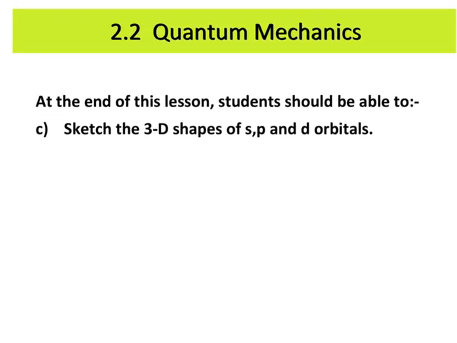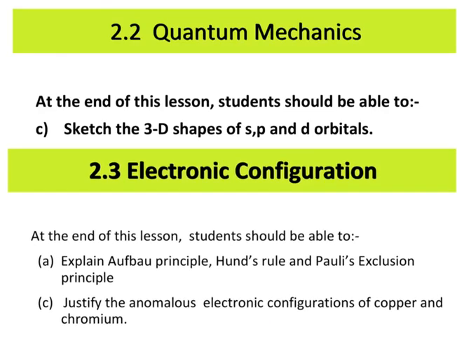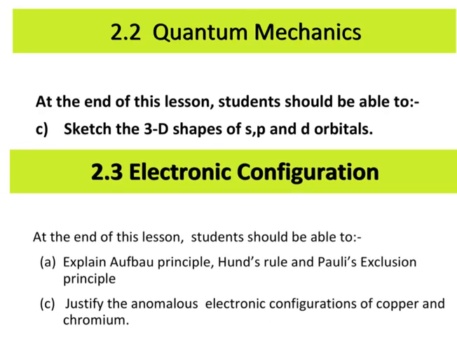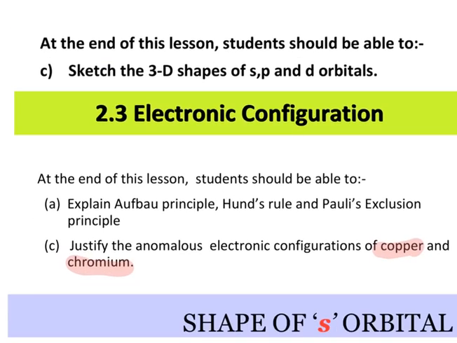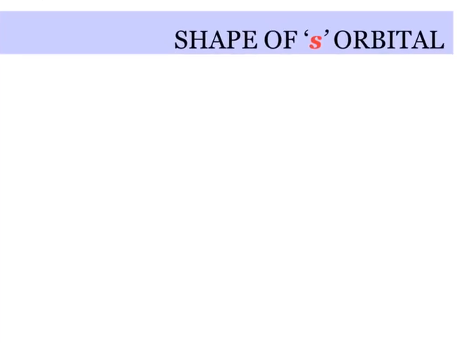In this video, we will continue with 2.2 quantum mechanics, sketch the 3D shape of S, P and D orbitals, and then 2.3 electronic configurations, explain the Aufbau principle, Hund's rule and Pauli exclusion principle, and justify the anomalous electronic configuration of copper and chromium. Without wasting our time, let's sketch the shape of the S orbital.